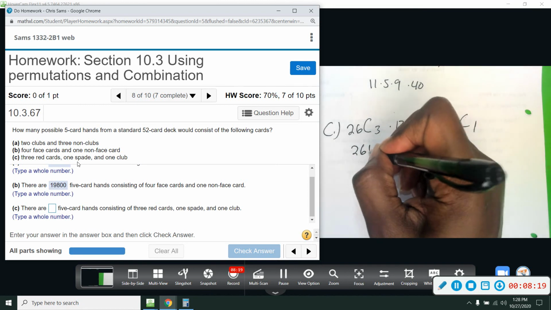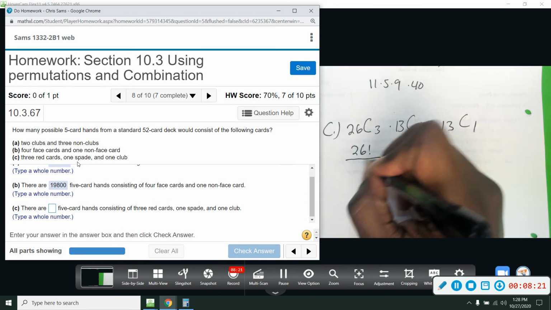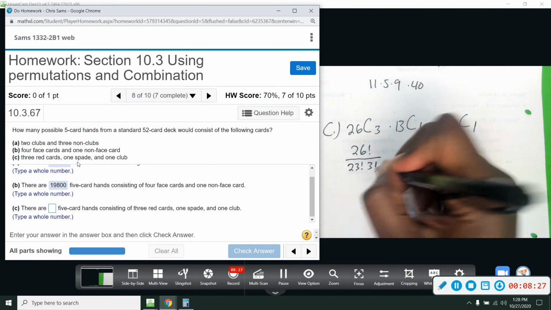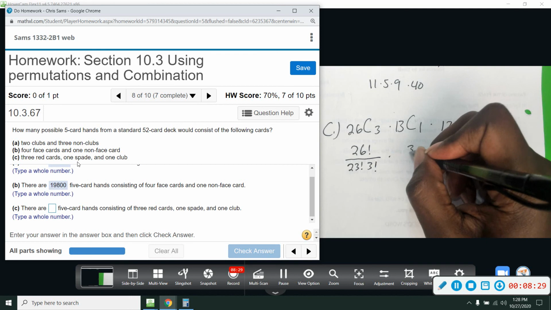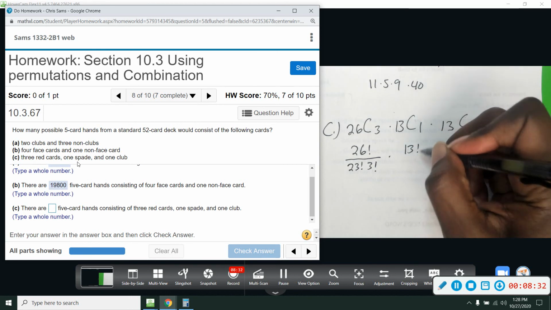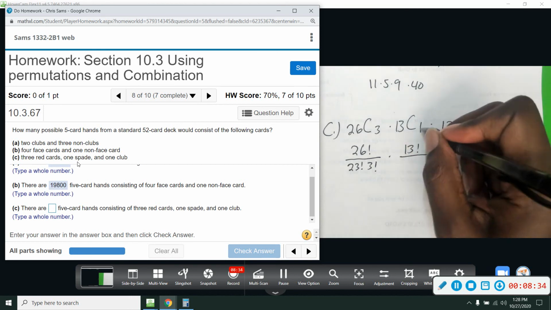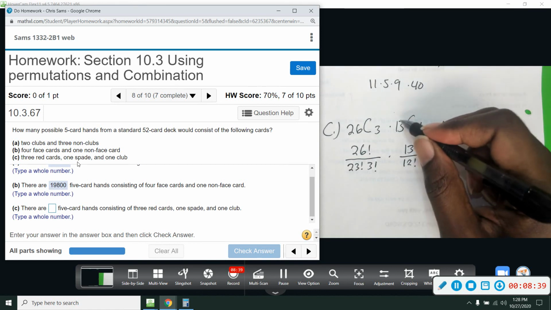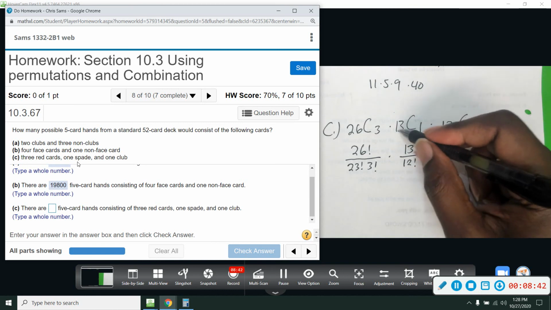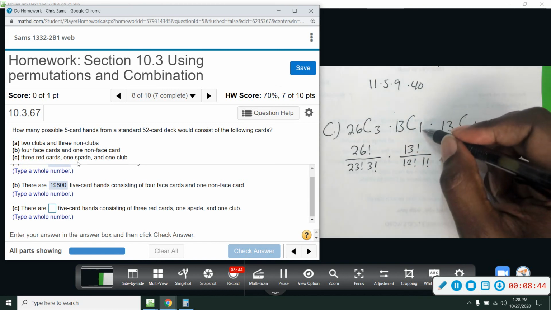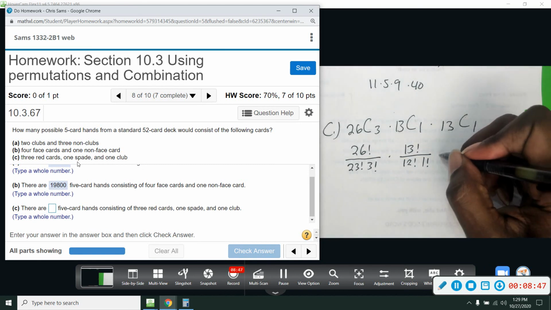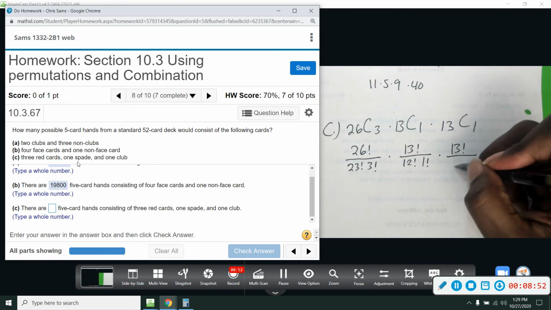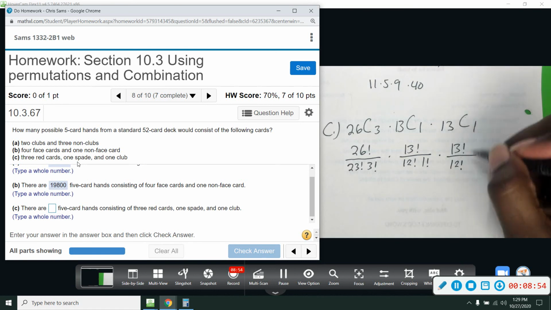So 26 factorial over 26 minus 3, 23 factorial, another 3 factorial. And then we have 13 factorial over 13 minus 1, which is 12. Rule of thumb is if you have any number choosing 1, the answer is that number. There's 13 ways to choose 1 if you have 13. But just to show the formula, 13 factorial, 13 minus 1 is 12, and then just the 1 factorial.